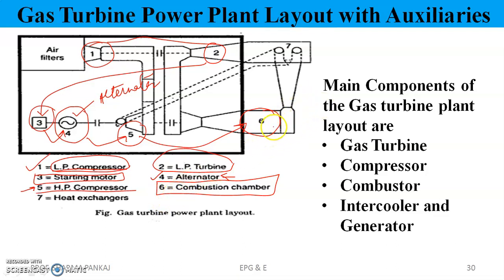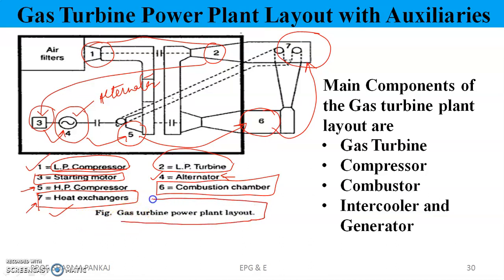From point number 6 we are going to point number 7, which is your heat exchangers. Heat is being exchanged here. This is your gas turbine power plant layout, the complete layout of gas turbine power plant.